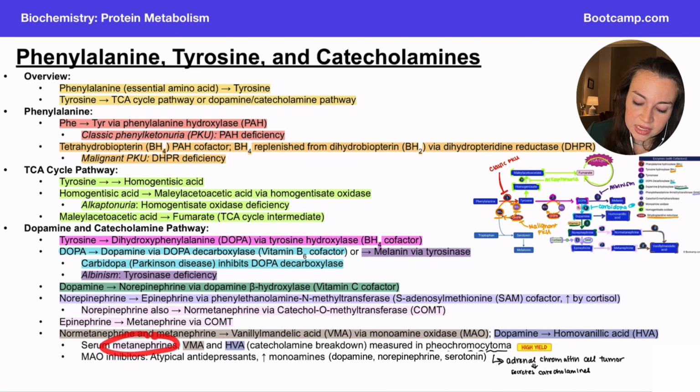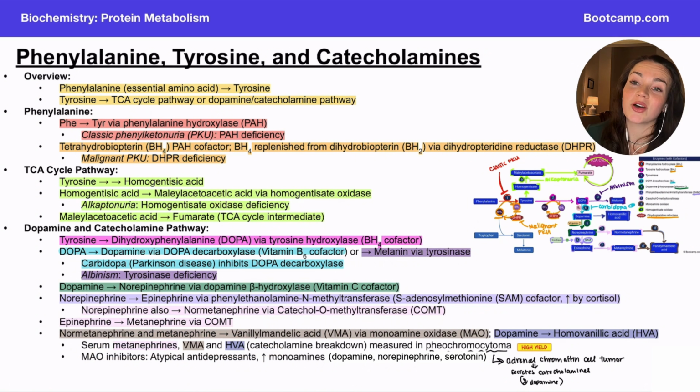Practically, serum metanephrines are the ones that are most commonly measured. However, it's not off limits for the STEP exam to also ask you about VMA and even HVA. HVA because these pheos can also secrete dopamine. So while elevated serum metanephrines in pheochromocytoma is the most common practical test question, don't be surprised if you see any or all of these. And you can learn all about pheochromocytoma in the endocrine unit.